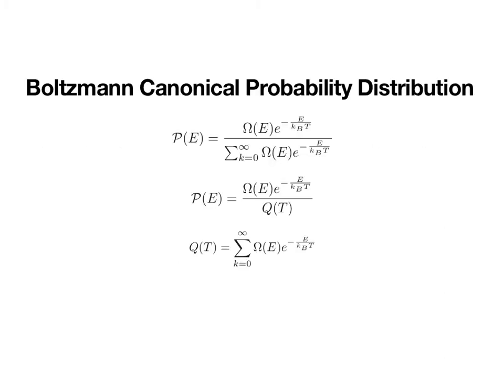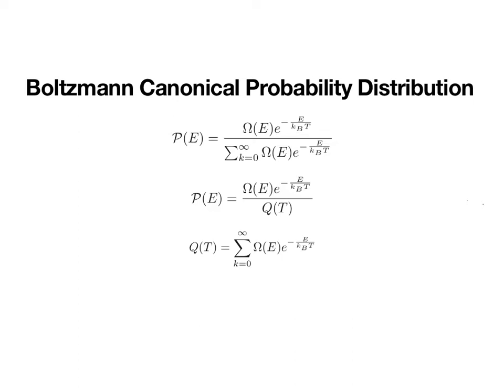Okay, so let's review. The Boltzmann canonical probability distribution. Remember that we have basically the number of microstates times e raised to this energy term, divided by the summation over all possible microstates and energies. And that is the probability of finding something at a particular energy.